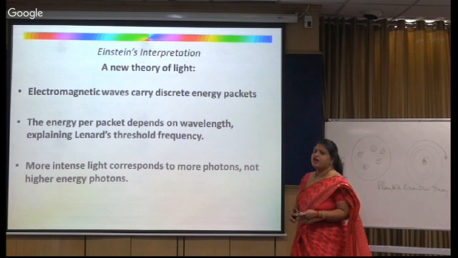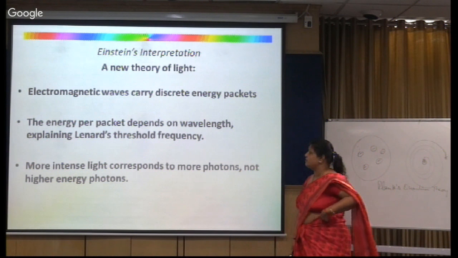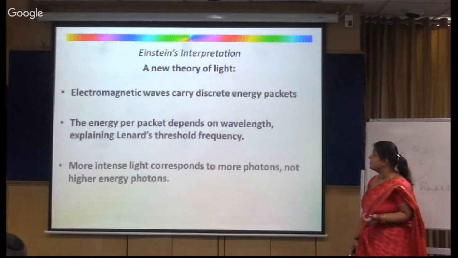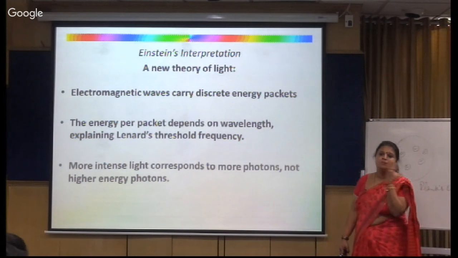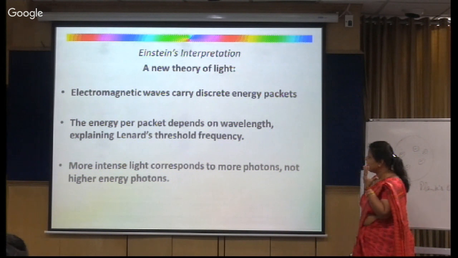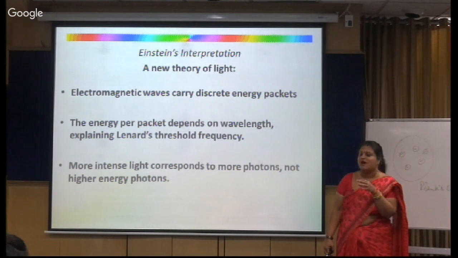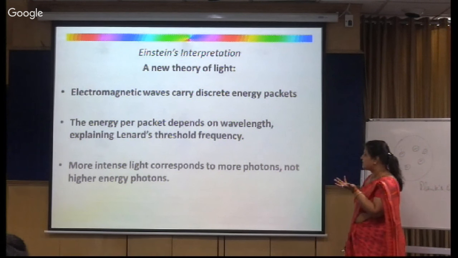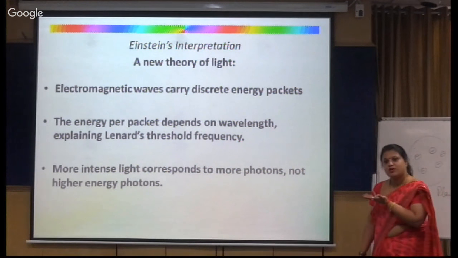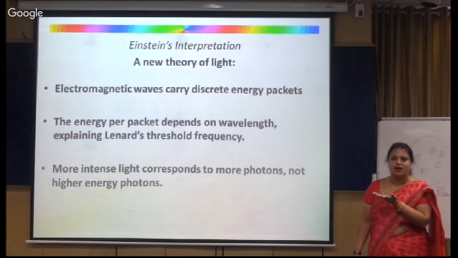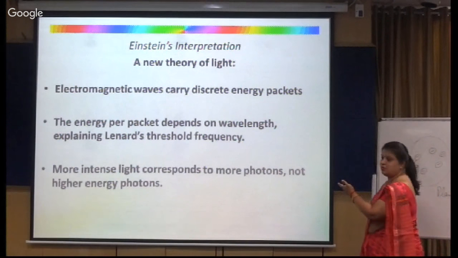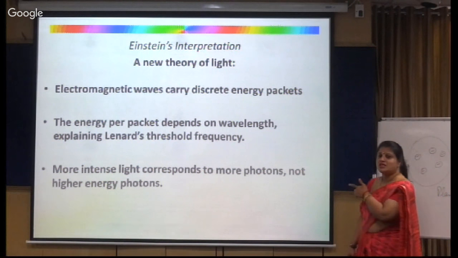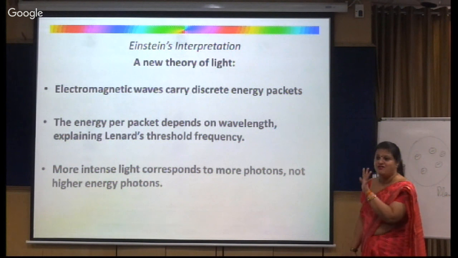So he gave a new theory. Einstein gave a new theory of light. He said that the waves, the electromagnetic radiation, are made up of discrete packets. He also said that the energy of each packet depends on the frequency, the threshold frequency. Moreover, he came to the same conclusion as Lenard did, that with an increase in intensity, it is only the number that is increasing, the energy remaining unaffected.